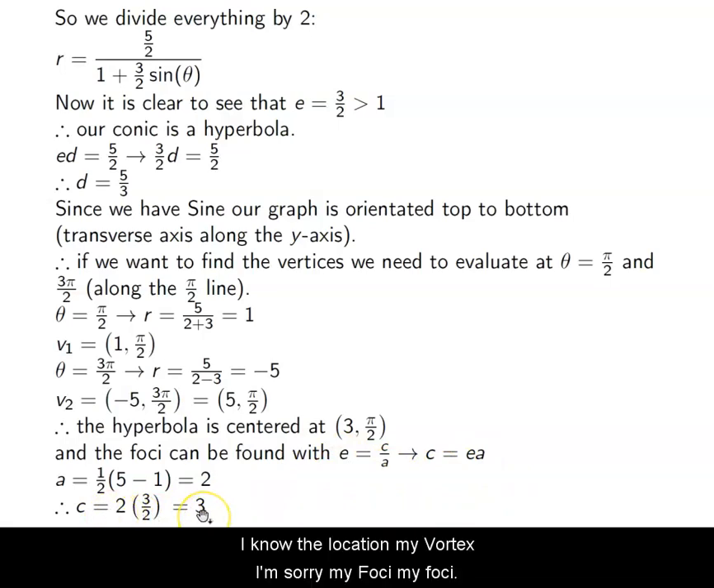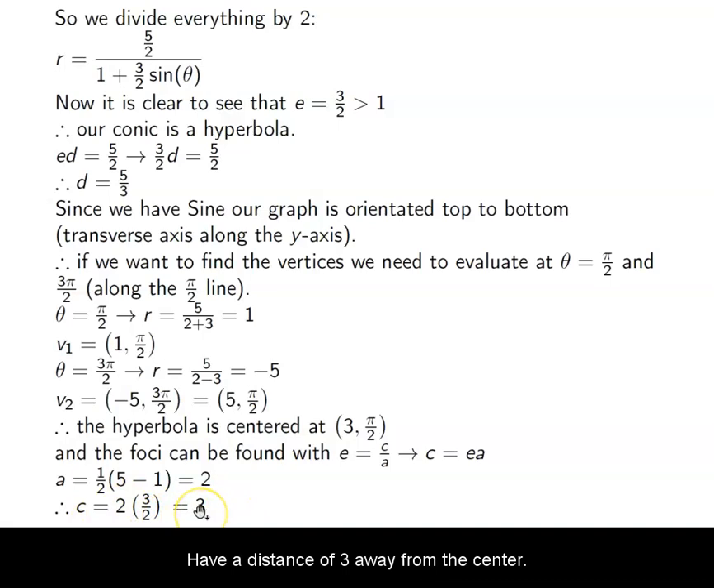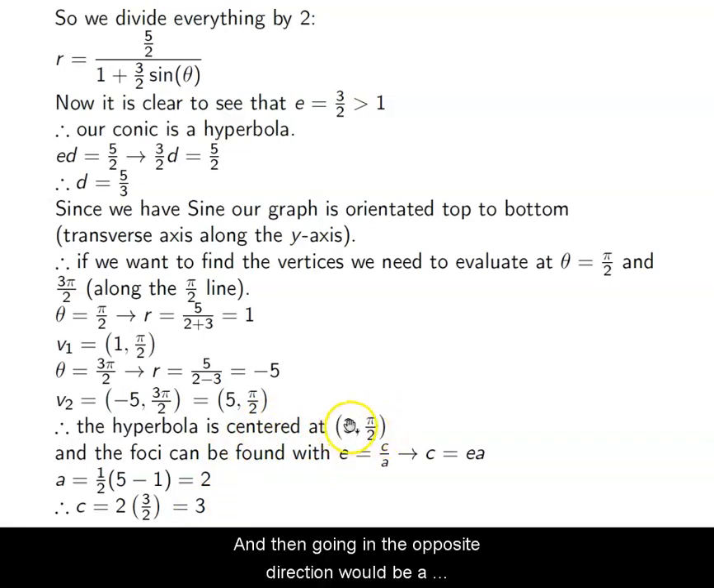So I know the location of my vertex, my foci. My foci have a distance of 3 away from the center. So that would be 6 pi over 2, right? And then going in the opposite direction would be at 0 pi over 2. So I have my foci, I have my vertices. That's really all I need.